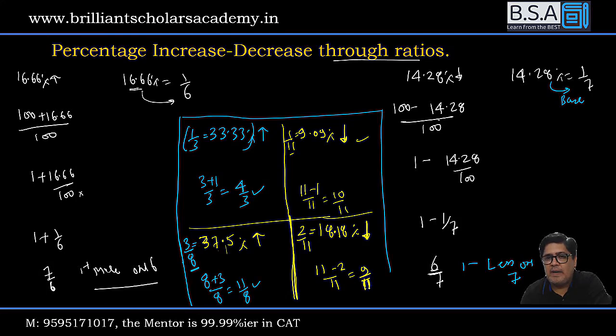You multiply 9 by 11 wherever you want. The percentage decrease has happened. You multiply 10 by 11. Percentage decrease has happened. You multiply 4 by 3, 33.3% increase has happened. You multiply 37.5, the percentage increase has happened. ऐसा सोचना है. In ratios you should be able to think.